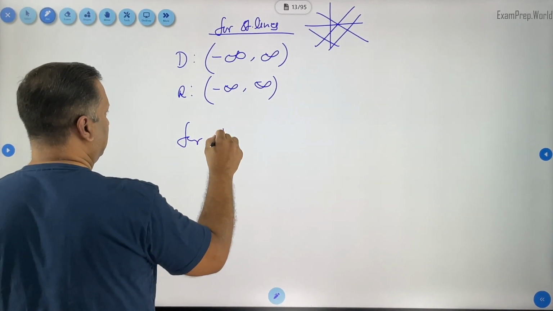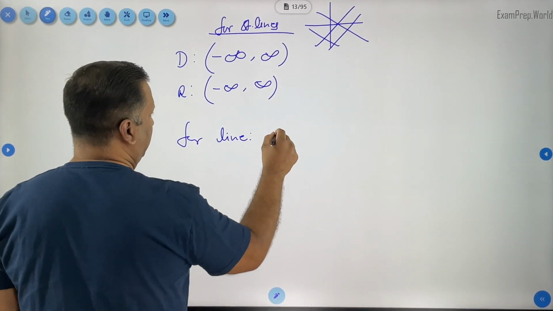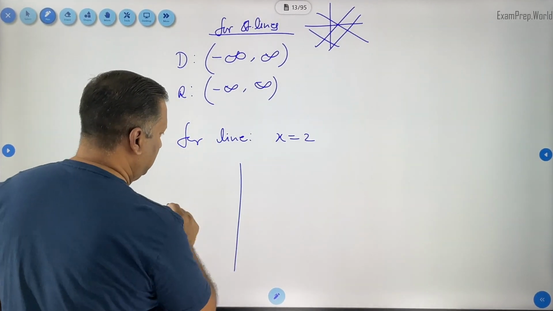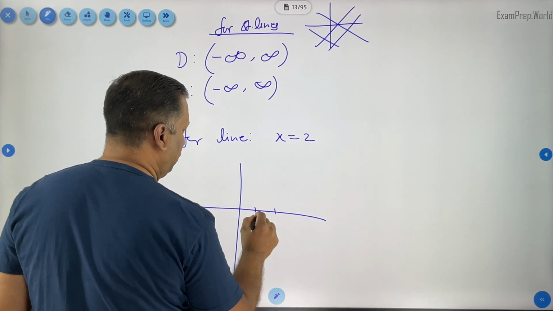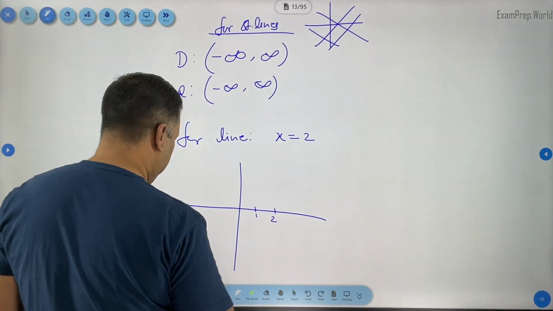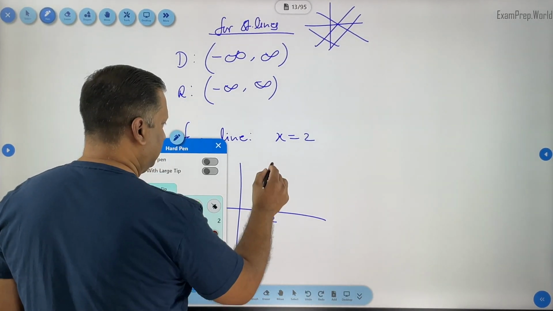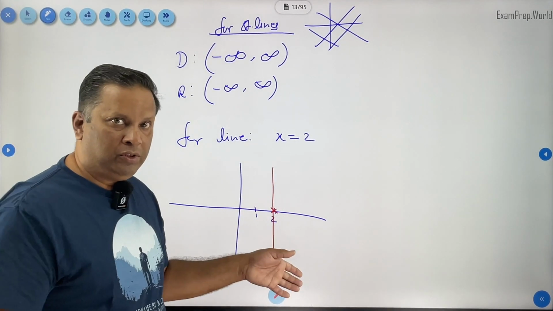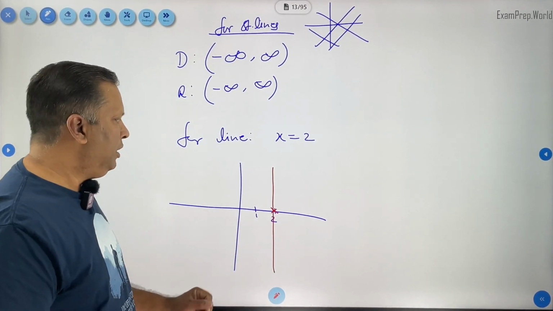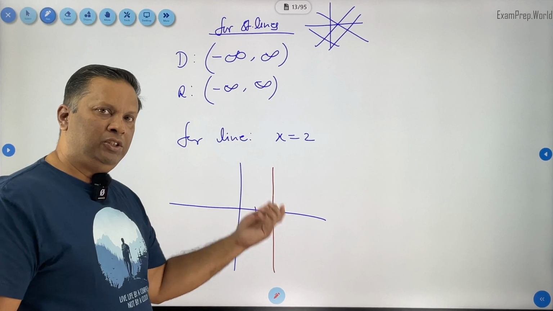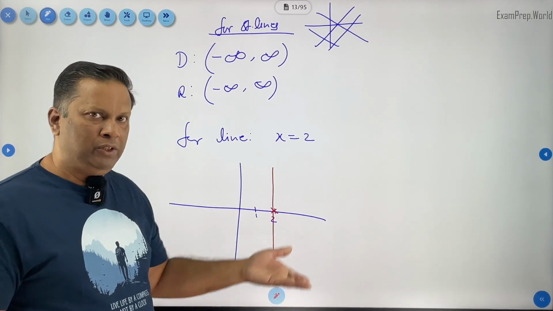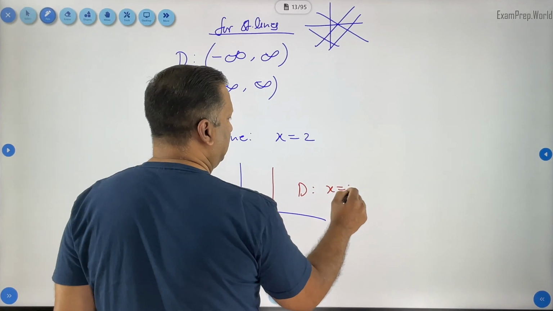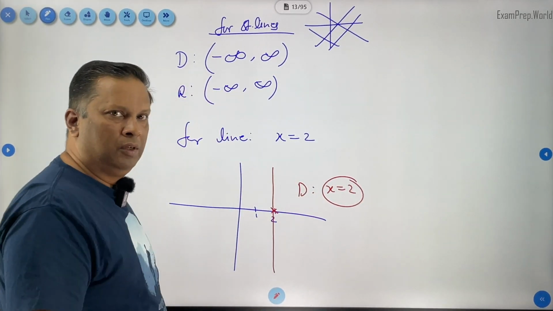For a line, suppose I give you the line x is equal to 2. What does this line mean? It's a line which is passing through x equal to 2. Our line is this one, which is passing through x is equal to 2. Now this is also a straight line, but here the domain value, does it ever change other than 2? It's always 2. So in this kind of line, the domain is x is equal to 2, only one value.